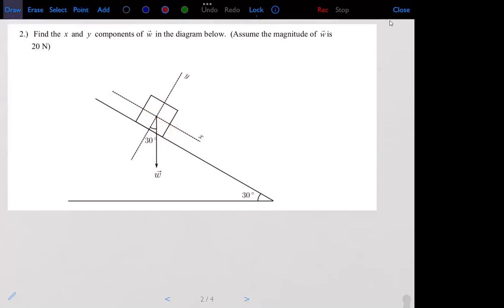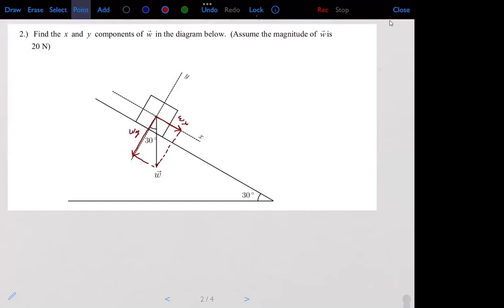So basically we want this, right? If I project this vector onto the x-axis, I want this component, which is wx. If I project it onto the y-axis, I want this component, wy. I want to find those two components. It looks like wx will be positive, right? Because it's pointing along the positive x direction, and wy will be negative in the y direction.